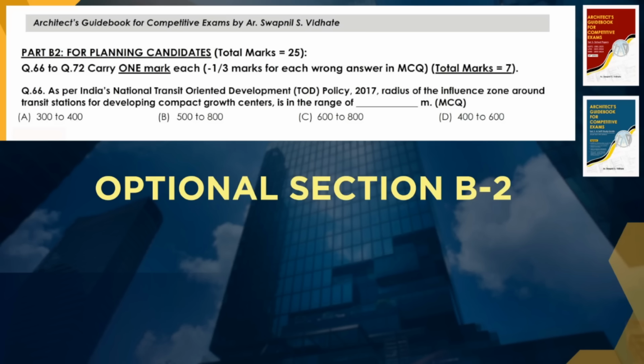multiple choice question. Question 66: as per India's National Transit Oriented Development (TOD) policy 2017, the radius of the influence zone around the transit stations for developing compact growth centers is in the range of how many meters? This is an MCQ. Options: A, 300 to 400 meter. B, 500 to 800 meter. C, 600 to 800 meter. D, 400 to 600 meter.